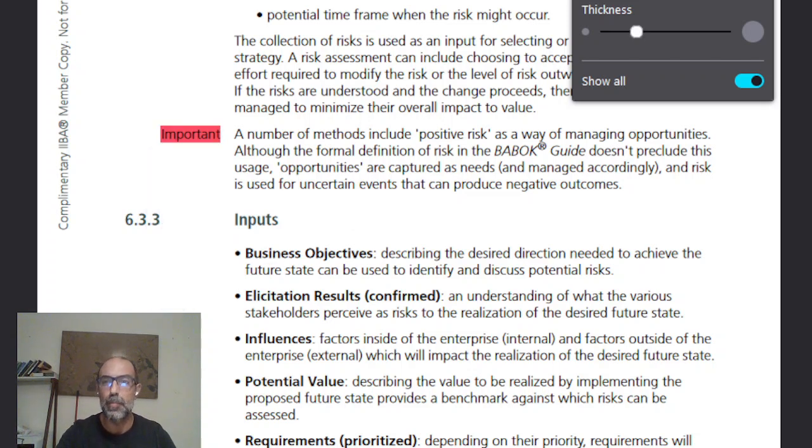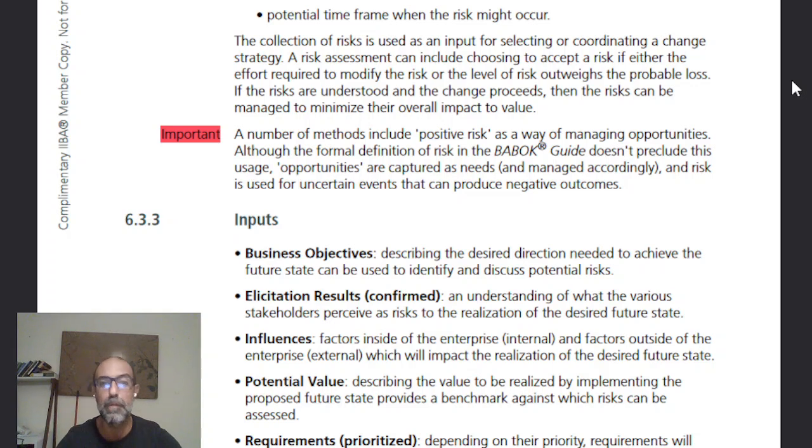A number of methods include positive risk as a way of managing opportunities, although the formal definition of risk in the BABOK guide doesn't preclude this usage. Opportunities are captured as needs and managed accordingly. Risk is used for uncertain events that can produce negative outcomes. So there's something we could call a positive risk, which they're describing as a way to manage opportunities. There is no formal definition. It still is defined as a risk, but what we get out of it is what we want to get out of it, and how we perceive its activation is ultimately what we end up keeping as a form of value.